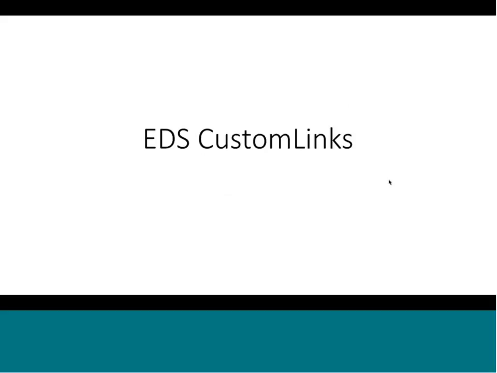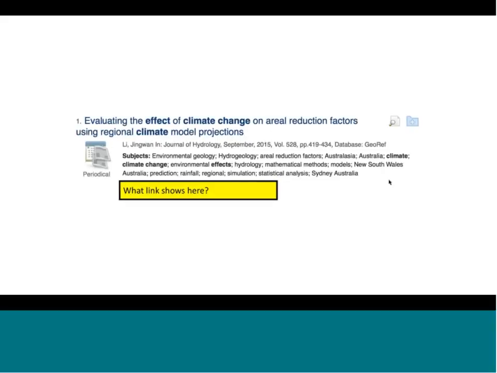So I'd like to start off by talking specifically about the links that a user sees in EDS. So I'm going to take a specific example here. Let's say a user does a search on the effects of climate change, and this is the result that they get up at the top of the results set. So, evaluating the effect of climate change on aerial reduction factors using regional climate model projections. Sounds thrilling. It appeared in the Journal of Hydrology from September of 2015, and the metadata for this particular record was found thanks in part to GeoRef being a part of the EDS Central Index. So a user found an article that looks just great for what they want.